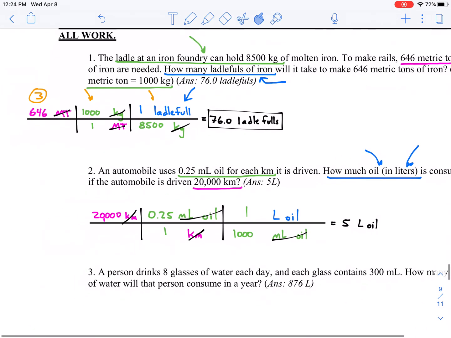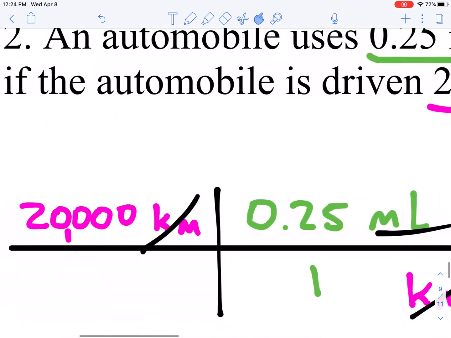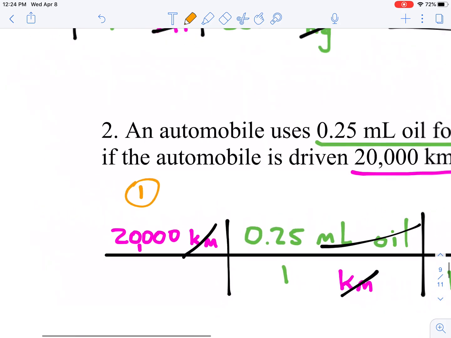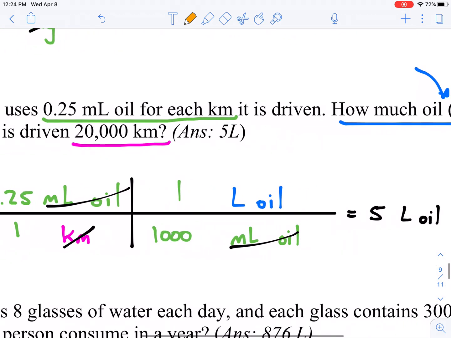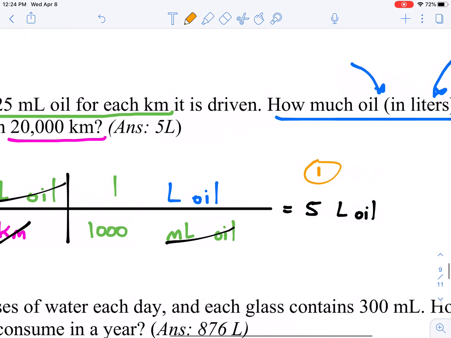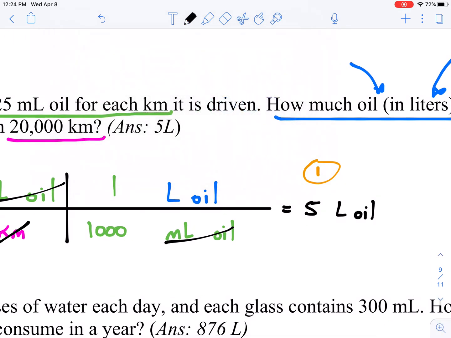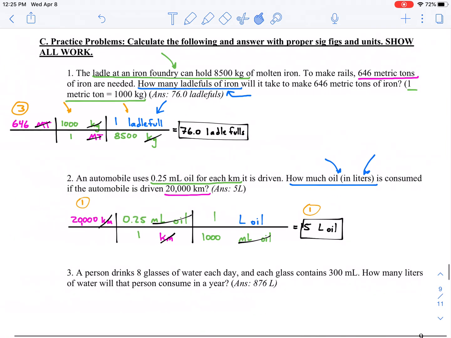And if you come back to the beginning, 20,000 looks like a big number, but in terms of known values, this only has 1 sig fig. None of those zeros are significant. Now they matter, they're there, right? But they're not what we call significant. They're not known measurements. So that's why we only have 1 significant figure in our answer. We are going to need 5 liters of oil for this journey.